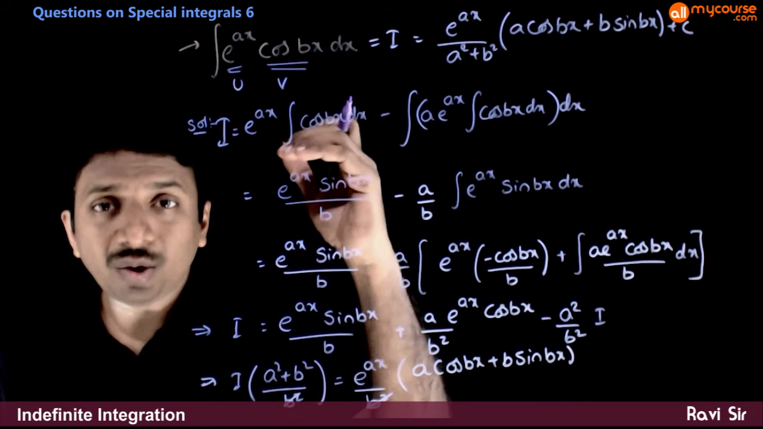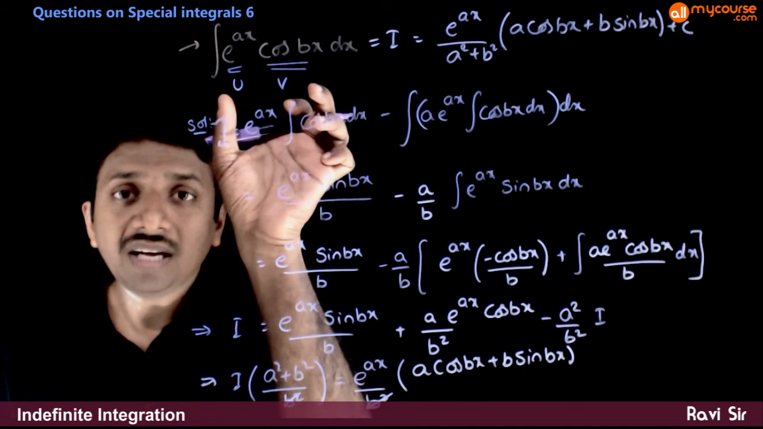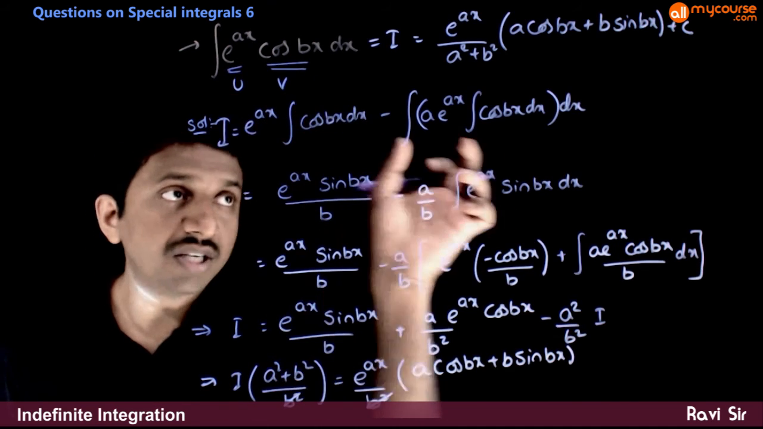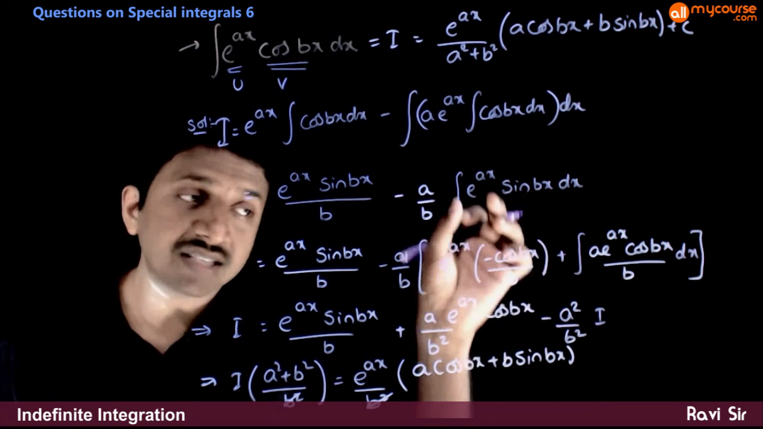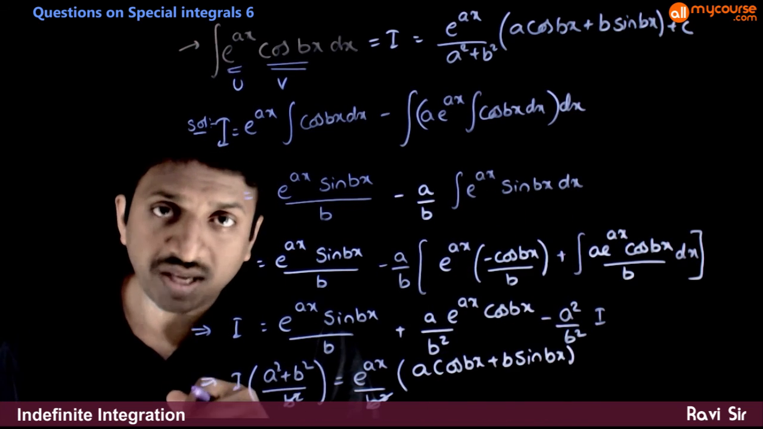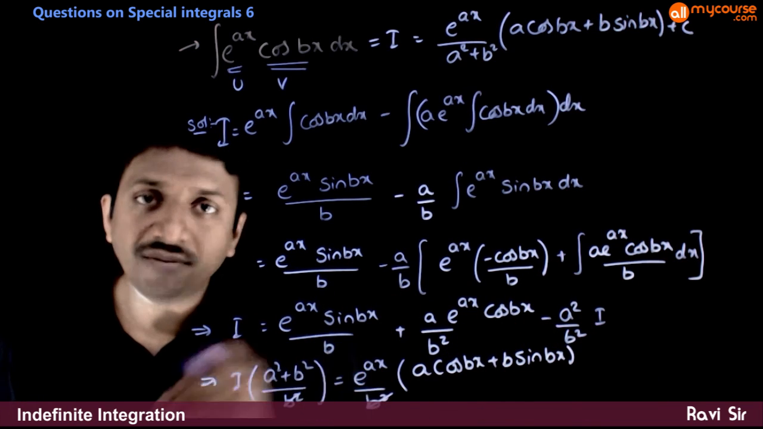Here you need to apply by parts twice. The first time integration of e power x cos bx converts into e power x sin bx, and in the next step it again gets converted into e power x cos bx, which becomes I. If you club these two I's, you get the final formula.